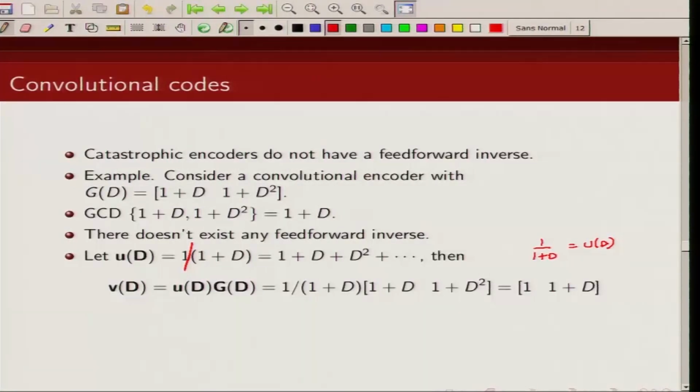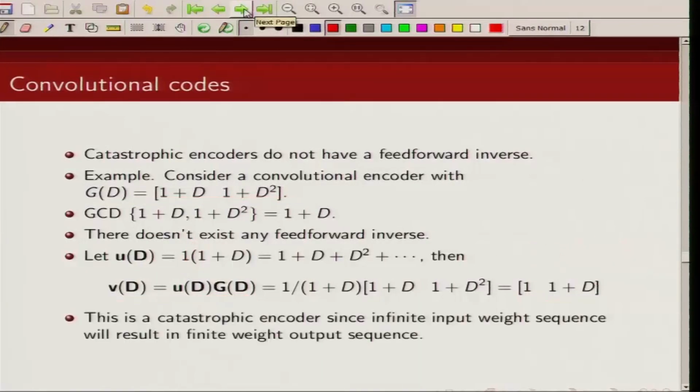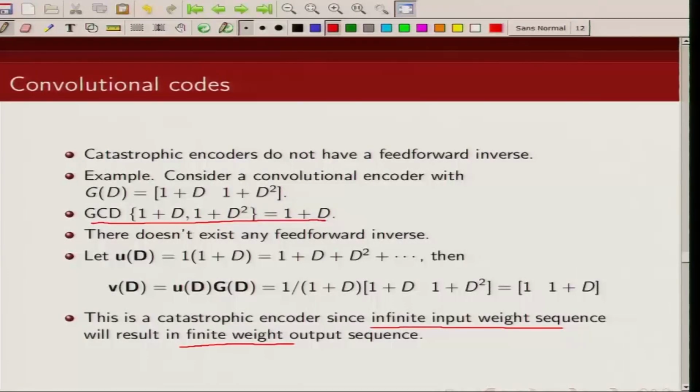Now, if I give this input to my convolutional code, whose G of D is given by this, what is my output? My output is U of D times G of D. So, this will be given by this. So, note my input has infinite weight, but the output only has weight 3, and this is precisely an example of a catastrophic encoder. So, you can see my input has infinite weight, but my output has finite weight. So, a catastrophic encoder would not have a feed forward inverse, as this condition is violated.